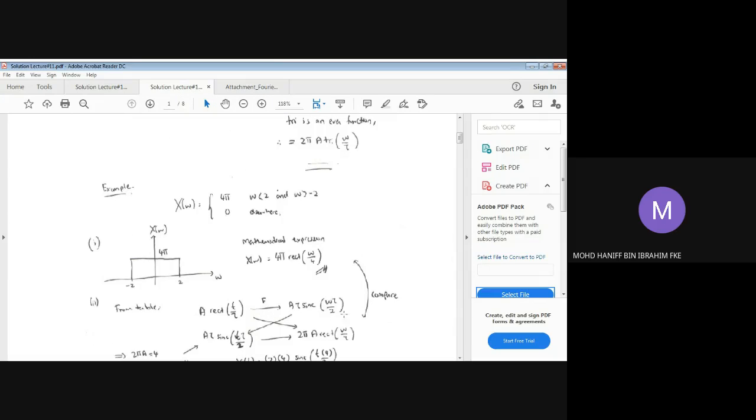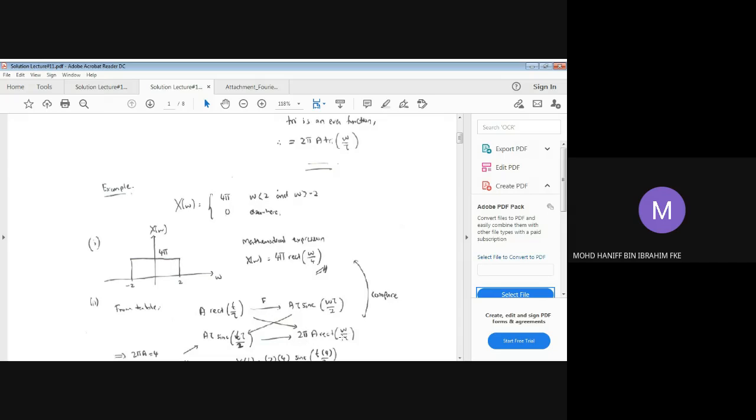Now this is taken from the table: if we have a rectangular t over τ signal in time domain, its Fourier transform gives us Aτ sinc(ωτ/2). Using the duality property, we can copy these terms to the time domain, but change ω into t. The same applies for the Fourier transform: Aτ sinc(tτ/2) will give us a Fourier transform of 2π times a rectangular ω over τ. We just change t into ω and multiply by 2π.